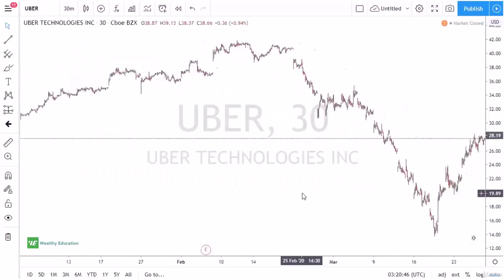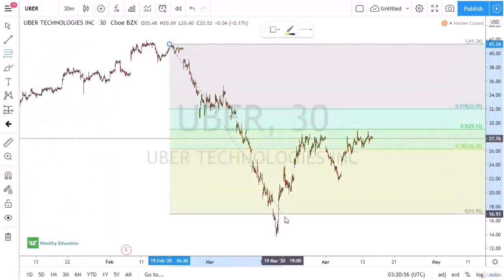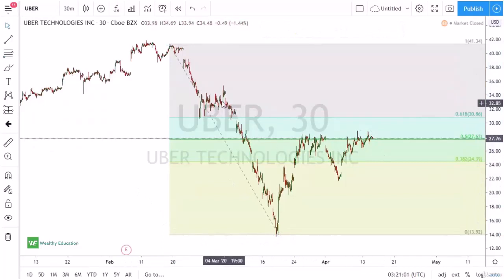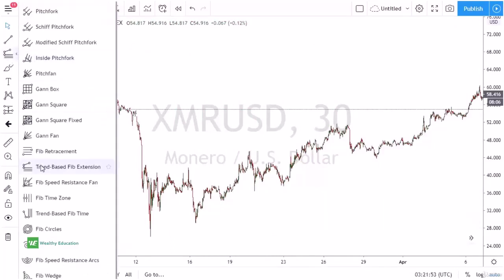And even a big hot mess like Uber, which has been all over the place, you can start to see some semblance of pattern here. You can see right around the 50% Fibonacci retracement level of this big move lower, we did, in fact, see some resistance. Fibonacci is also used for the extension tool, and it's in the same menu.